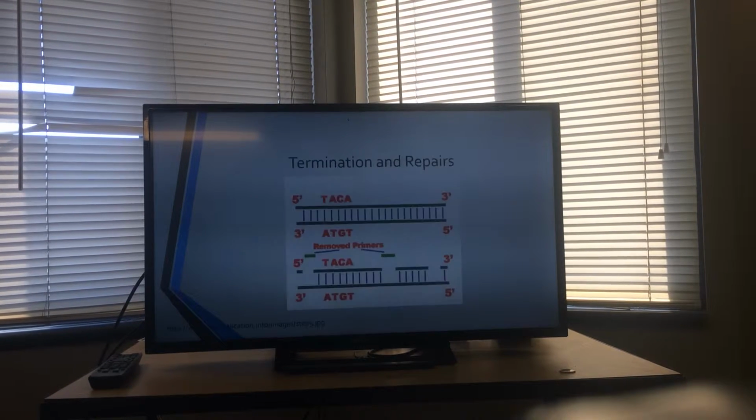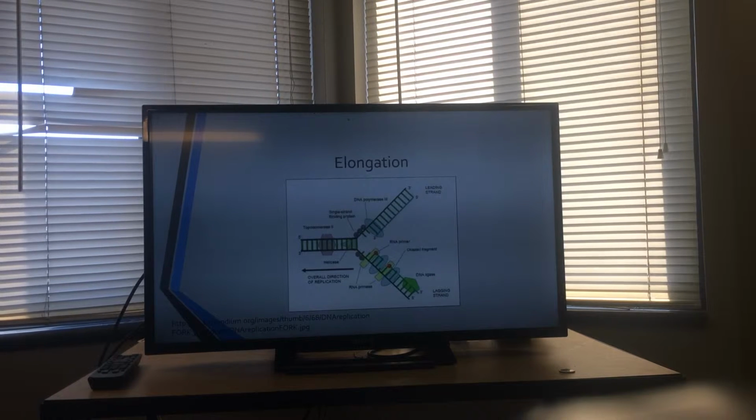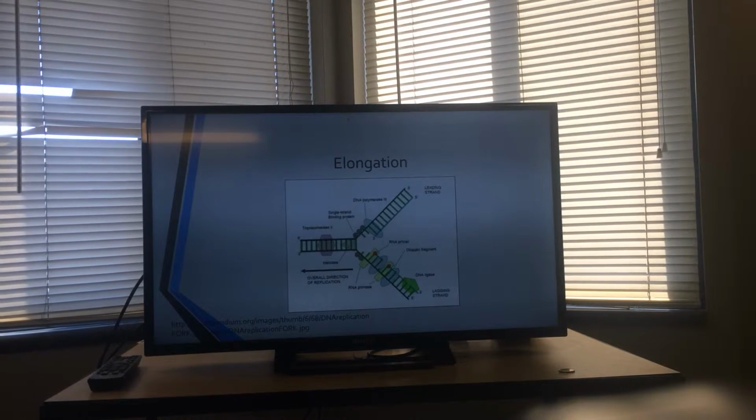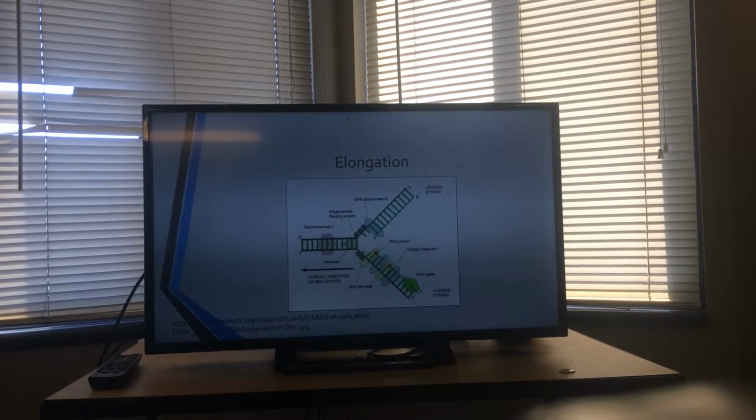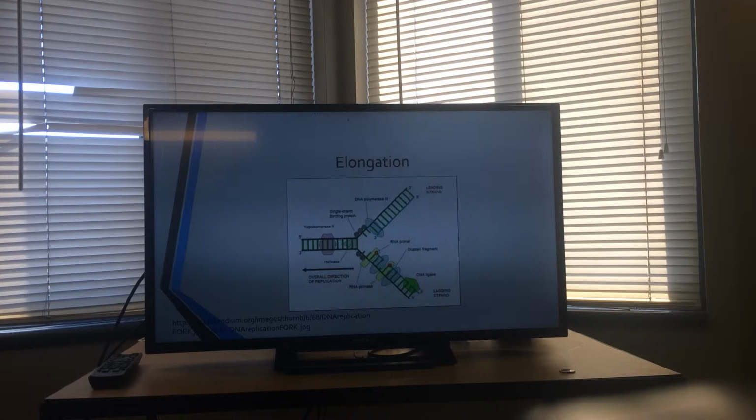And in the lagging strand, RNA primase adds more RNA primers. DNA polymerase reads the template and lengthens the burst. The gap between the two RNA primers is called Okazaki fragments.